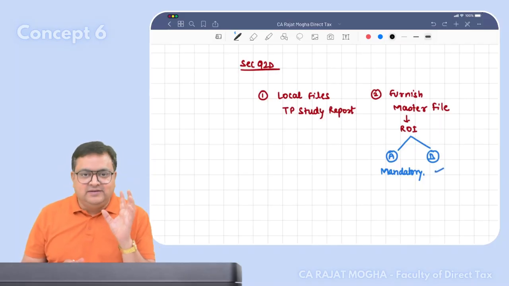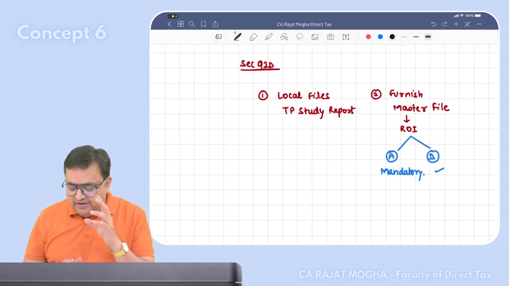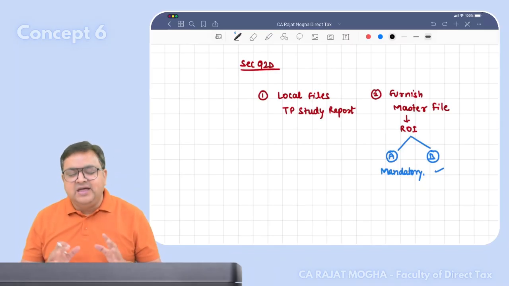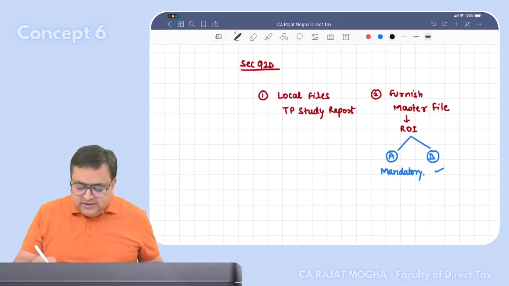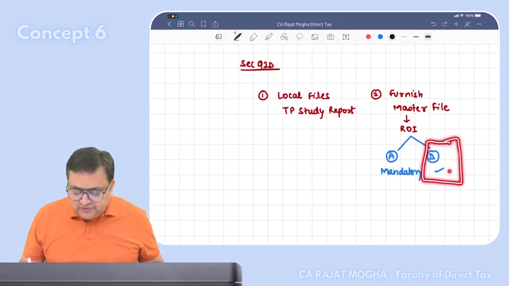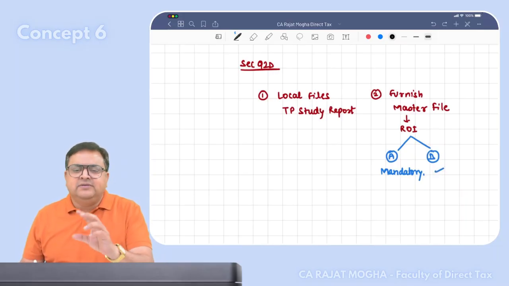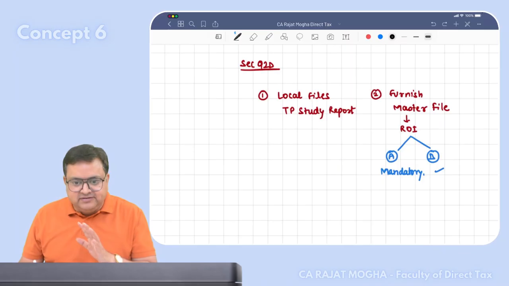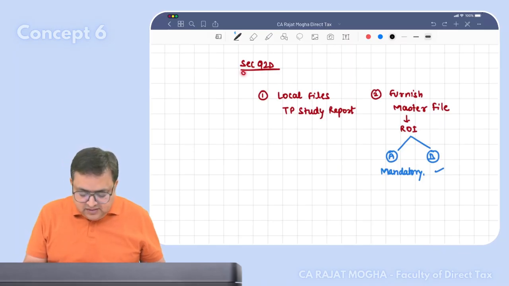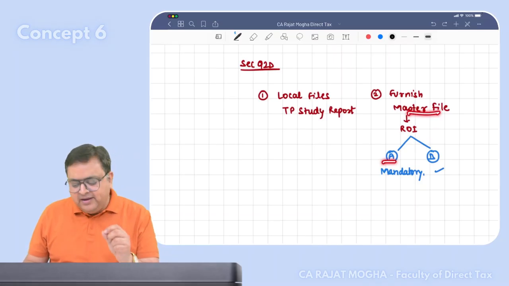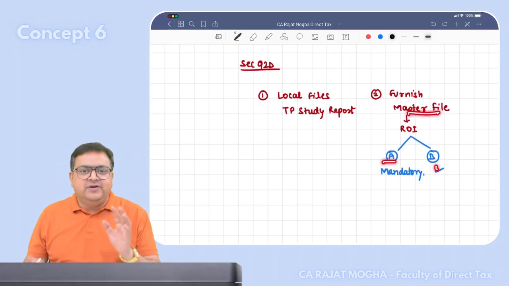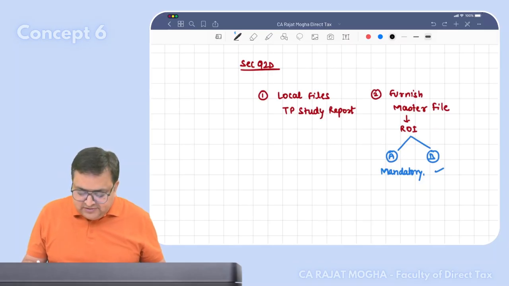See, Part A everybody has to file. Every person with international transactions, associate enterprises, they have to file Part A. But Part B is only for some big international groups. There are some conditions related to revenue and the value of international transactions that I'll be discussing. So as of now, section 92D deals with the fact that you have to maintain books of account. Master file Part A you have to furnish, mandatory. Part B, if conditions are satisfied, then you have to furnish it, otherwise not required. And you have to furnish it by the return of income.